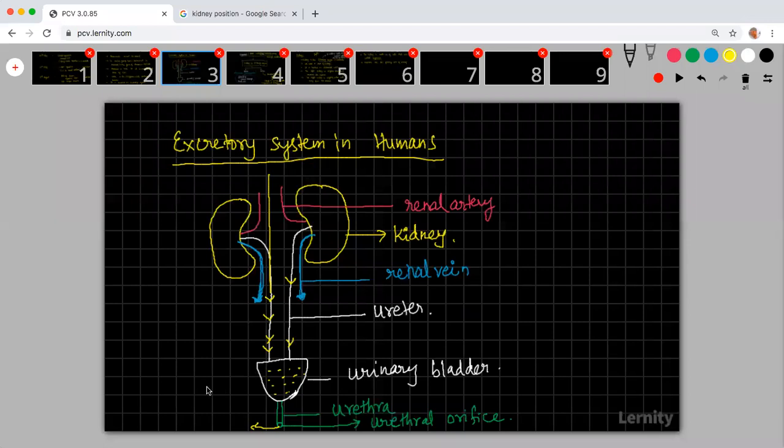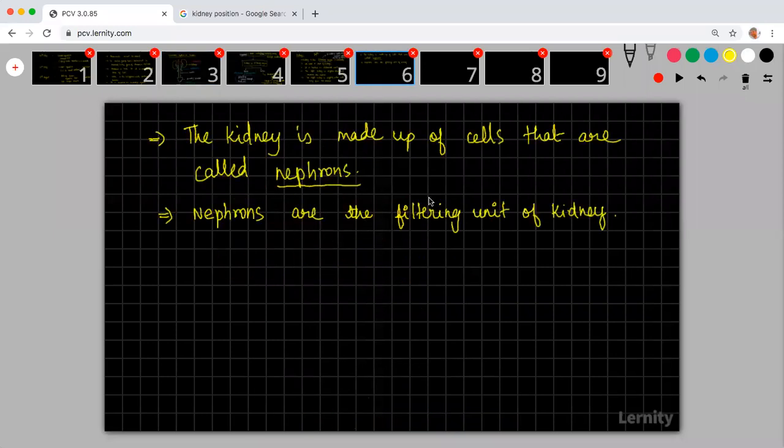We will try to study what are the things that the kidney is filtering out. Now we are going to study about nephrons. We are going to study how the filtration happens and what all are present in the urine. We'll try to study what are the substances which are filtered. Nephrons are the filtering unit of kidney.